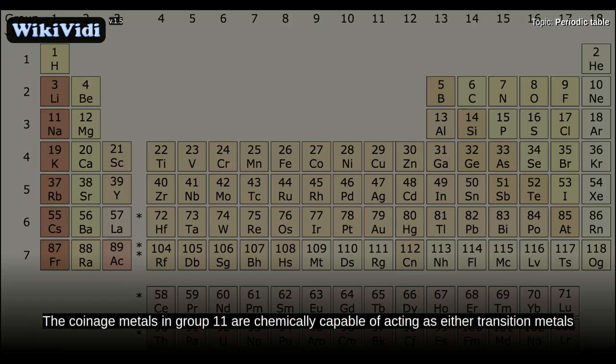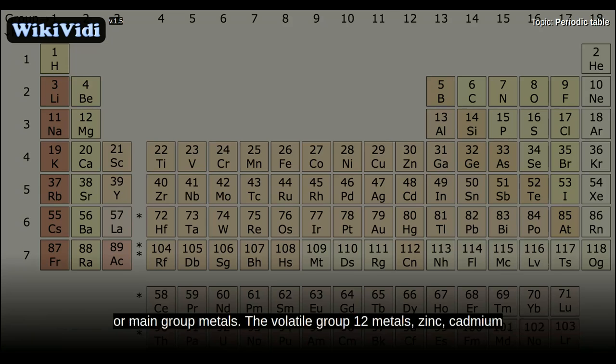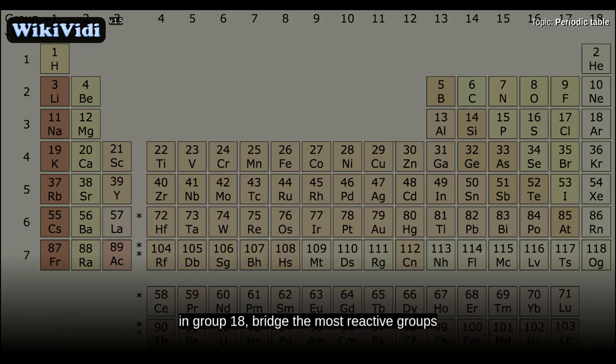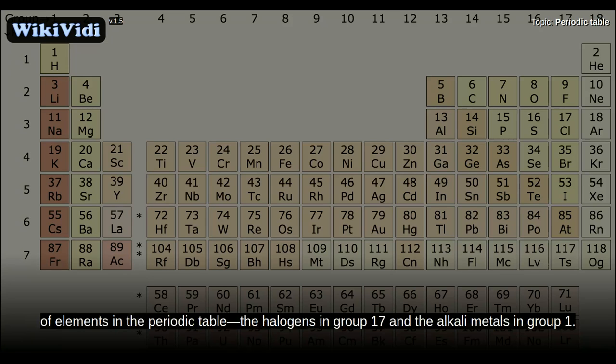The coinage metals in group 11 are chemically capable of acting as either transition metals or main group metals. The volatile group 12 metals, zinc, cadmium, and mercury, are sometimes regarded as linking the D block to the P block. Notionally they are D-block elements, but they have few transition metal properties, and are more like their P-block neighbors in group 13. The relatively inert noble gases in group 18 bridge the most reactive groups of elements in the periodic table, the halogens in group 17 and the alkali metals in group 1.